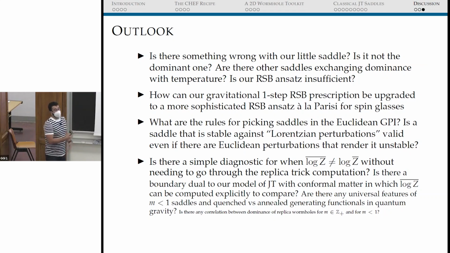Then what are the rules for picking saddles? That has to do with what's the contour in quantum gravity and how seriously Lorentzian continuations or what role Lorentzian continuations play in genuinely Euclidean path integrals, and a bunch of others that you might be able to read or not, but I can show the slides if you're interested. Anyway, I'll end there. Thank you.